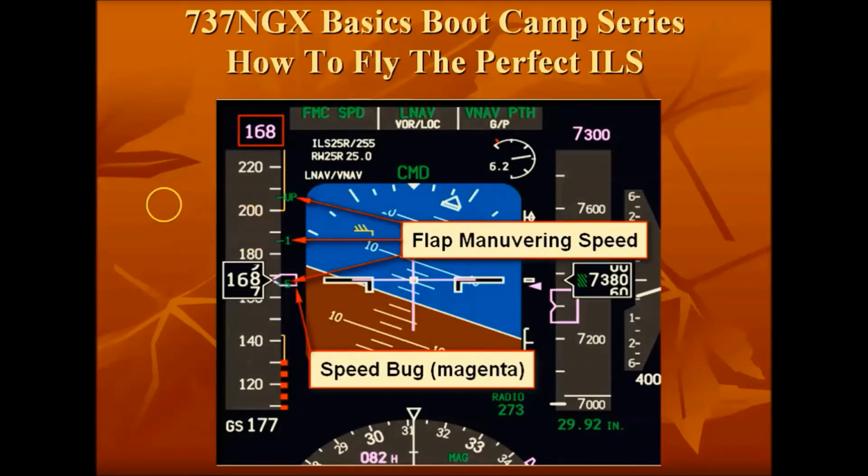So when we say, set your speed bug for flaps five, we're saying set your magenta symbol here to where your flap maneuvering speed limit is. That's what we're talking about. So that's a speed bug, and these are your flap maneuvering speed, these green references.